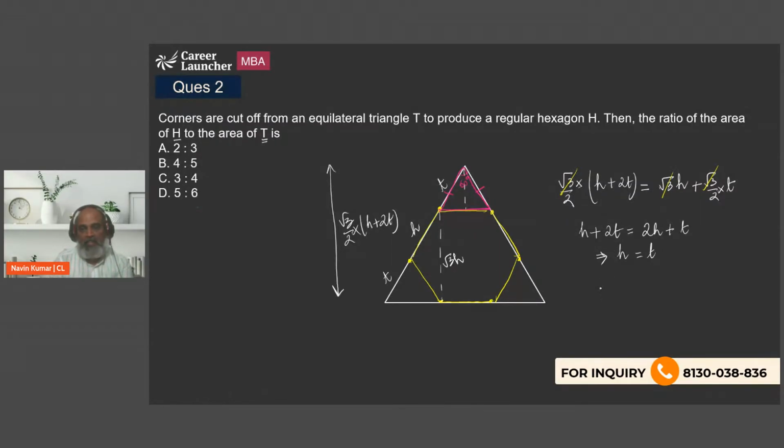So can we say that the area of the regular hexagon is going to be 6 times √3/4 into h square, while the area of the equilateral triangle T is going to be √3/4 times (h plus 2t) square, where each t is h. So basically we are saying that it's all h. So it's going to be (3h) whole square. What we will find is √3/4 cancels out, h square gets cancelled out. We are left with 6 is to 3 square, which is 9, which results in 2 is to 3.